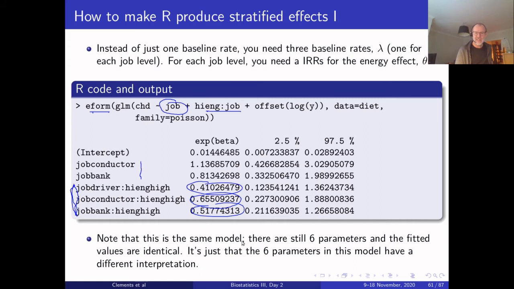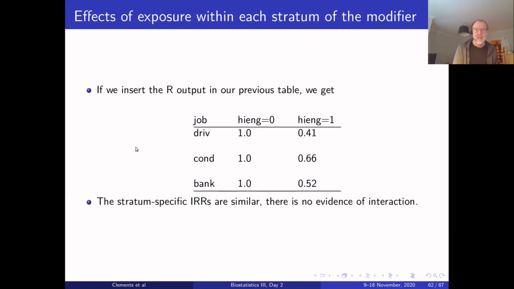Note that this is the same model. There are still 6 parameters, and the fitted values are identical. It's just that the 6 parameters now have a different interpretation. If we insert the R into our previous output, we again pull out that the stratum specific incidence rate ratios are similar, and that there is no evidence of an interaction.